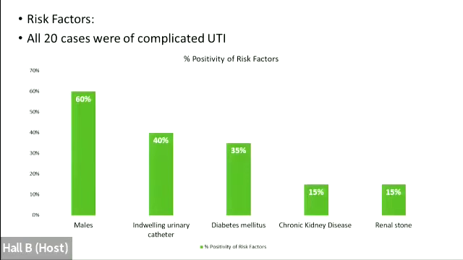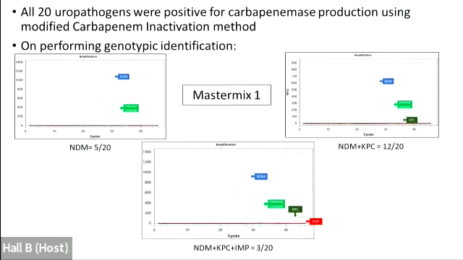Risk factors: we can see 60% of these cases were males. Then the other risk factors: an indwelling urinary catheter was present in 40% of the cases, 35% of the cases had diabetes, 15% had underlying chronic kidney disease, and 15% had obstructive uropathy like renal stones. Then all 20 uropathogens were positive for carbapenemase production, which we tested using the modified carbapenem inactivation method. And then we proceeded with genotypic identification.